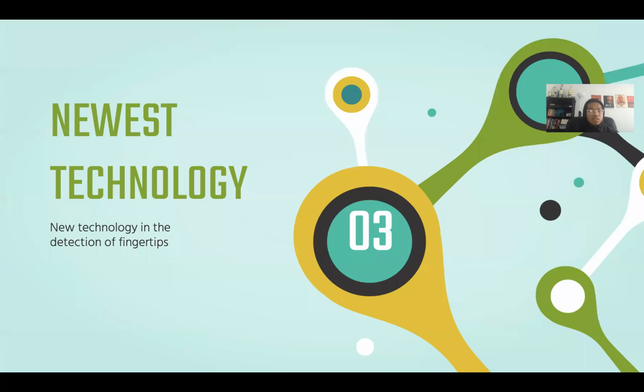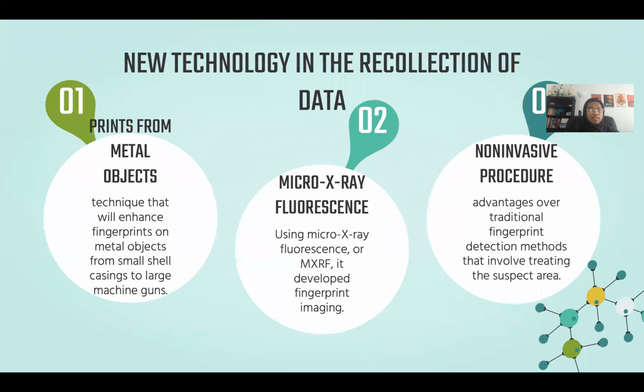So some of the newest technology that was developed is through metal objects. In 2008, scientists at the University of Leicester in Great Britain developed a technique that will enhance fingerprints on metal objects, from small shell casings to large machine guns. They found out that chemical deposits that form fingerprints have electrical insulating characteristics, which can block electric current even if the fingerprint material is very thin, only nanometers thick.